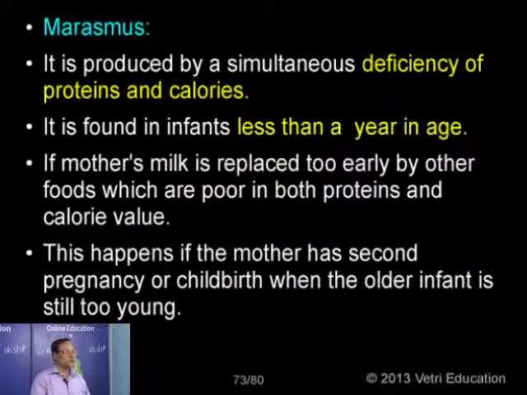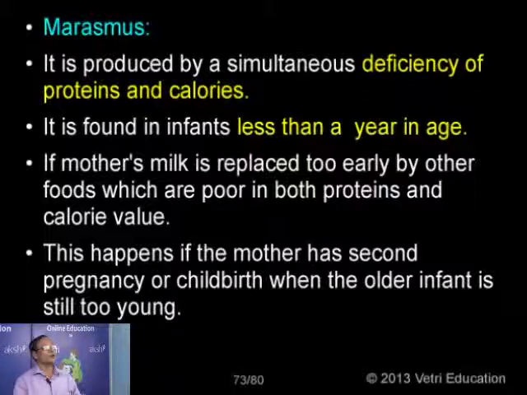So I mentioned there are two factors responsible for the development of such disorders. One is deficiency of proteins, another one deficiency of calories. Now marasmus is normally caused by the simultaneous deficiency of both proteins and calories. A food which contains low calories, a food which contains low proteins. These are the two major factors responsible for the development of marasmus. Again, it is very common in children or infants less than 1 year of age.